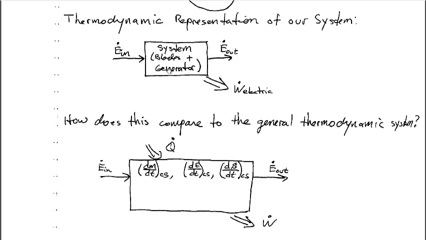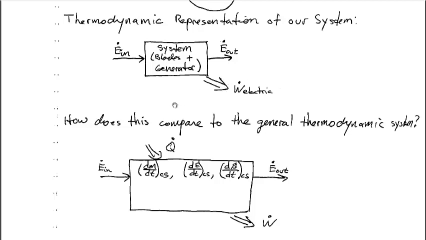Okay, so what that means is that the way our system is interacting with the surroundings is we have an energy flow rate in, that would be our wind energy coming in, the wind velocity entering the control system, and we have an energy flow out, that would be the kinetic energy of the wind leaving the control system. And then, of course, we're generating electricity. So we have electrical power, which is leaving our control system.